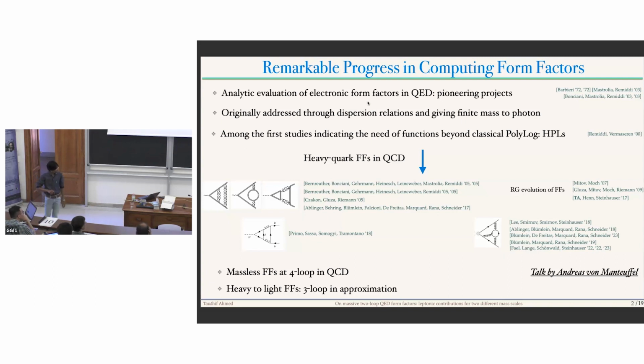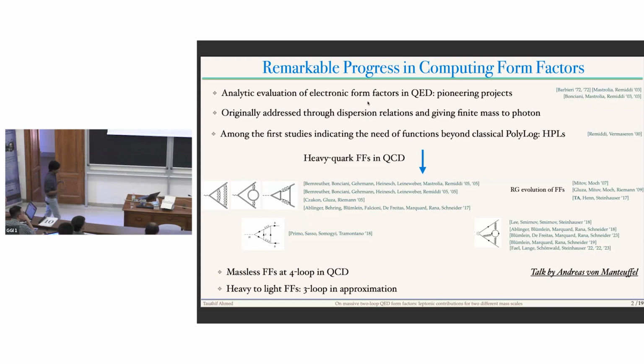And as you heard from Andreas, in the massless form factor there was remarkable progress and some groundbreaking results at the four-loop level. This is an excellent result, and people have even predicted some of the results at five-loop level by again exploiting this RG behavior of the form factor. And very recently, people have computed, in the large NC approximation, the heavy-to-light form factor, like if the top decays to a W boson and a bottom, what will be the form factor in the large NC approximation, which was computed quite recently as well.